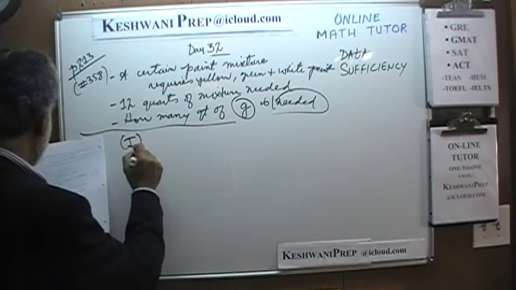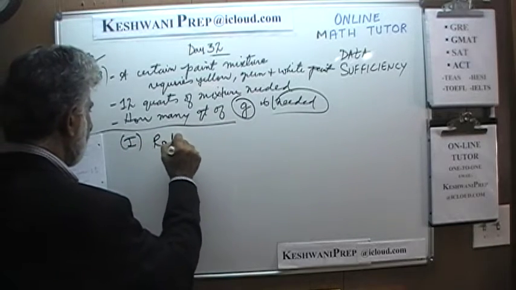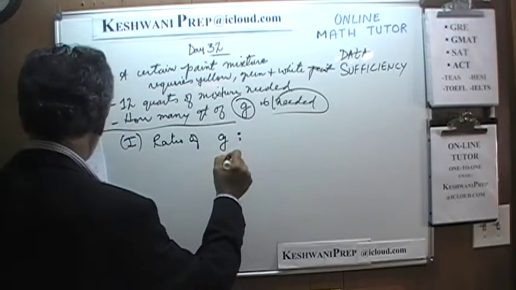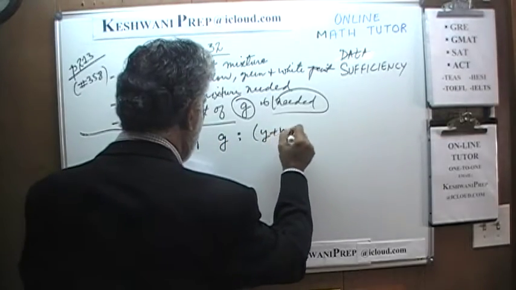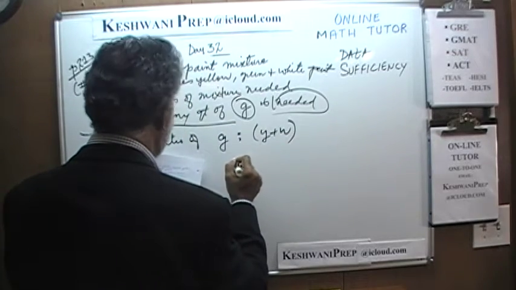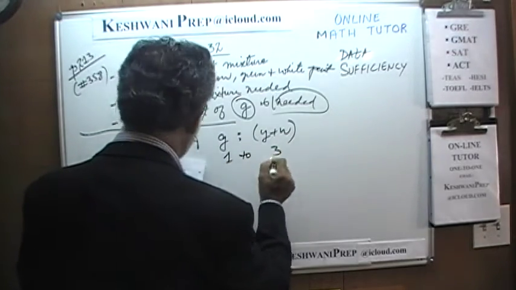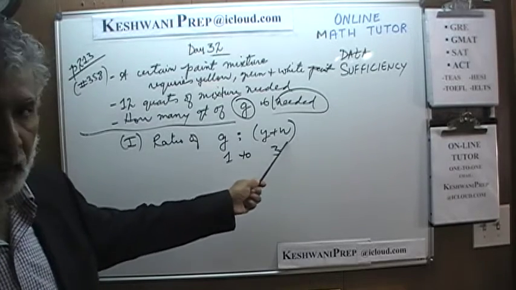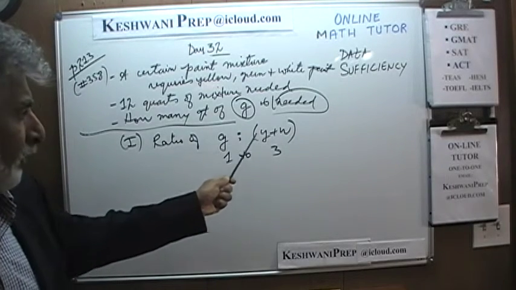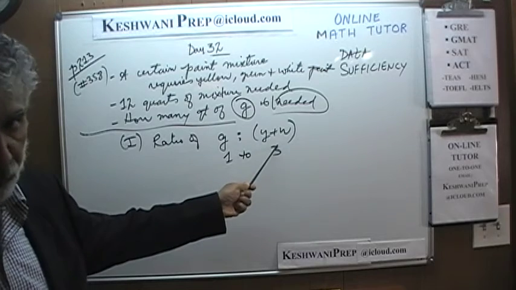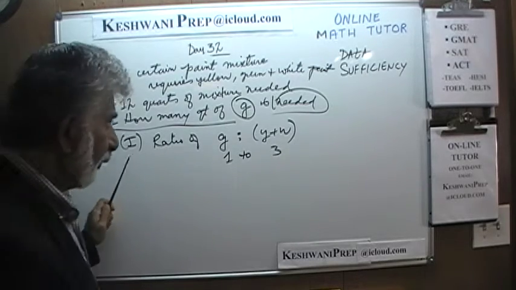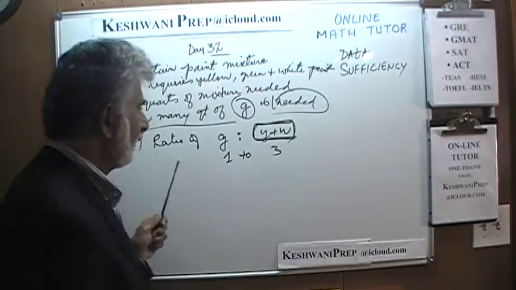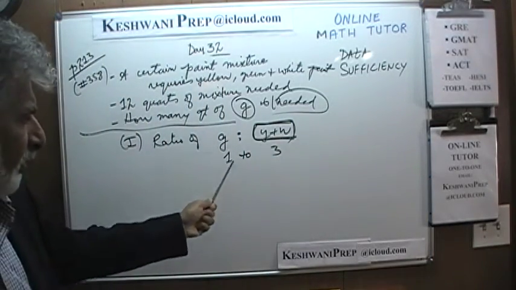Statement 1 tells us that the ratio of green to yellow plus white is 1 to 3. Now notice here, they do not tell us the ratio of green to yellow to white, but rather the ratio of green to yellow plus white together. That's okay, it's not a big deal. At this point, we'll treat this as one color. As far as we're concerned, this is just one color. The ratio of green to this thing has to be 1 to 3.